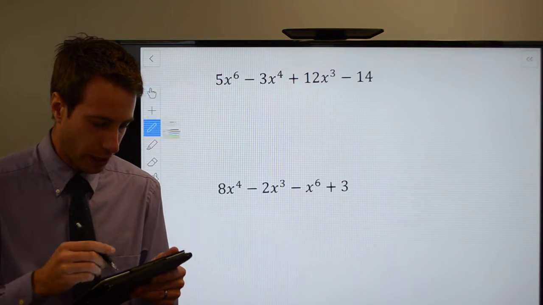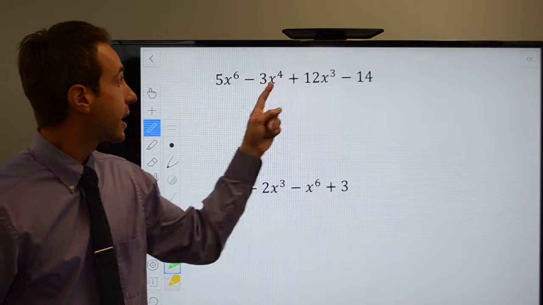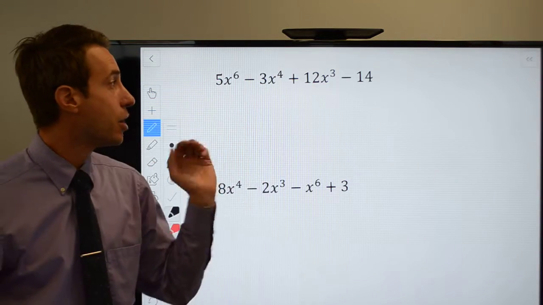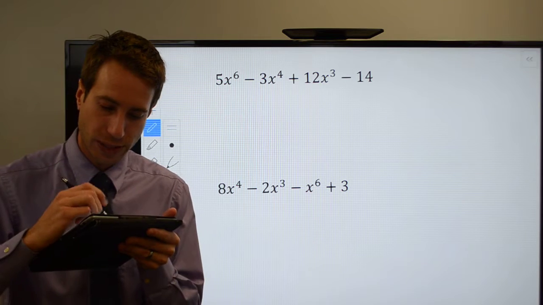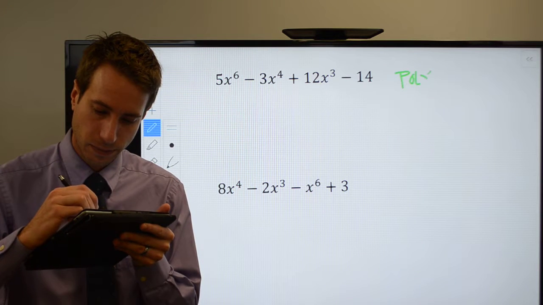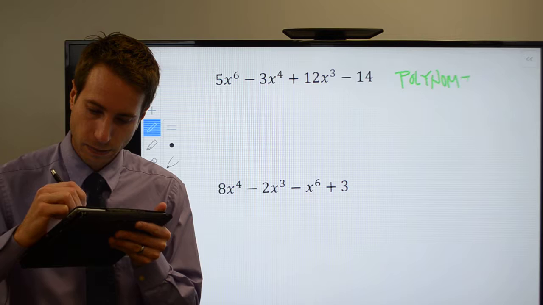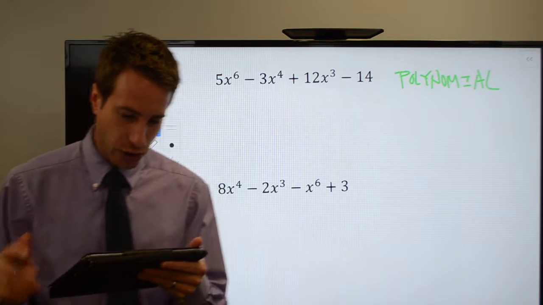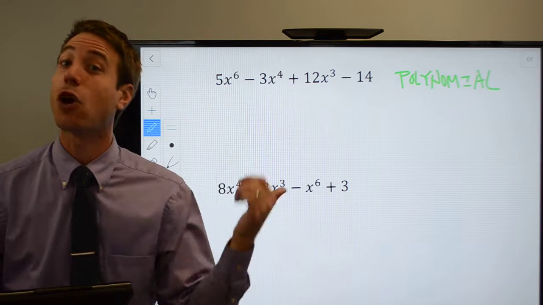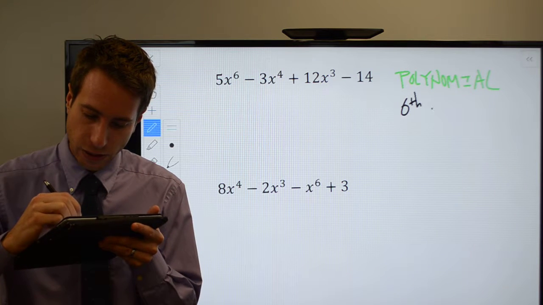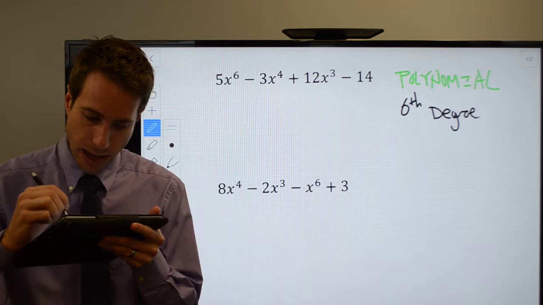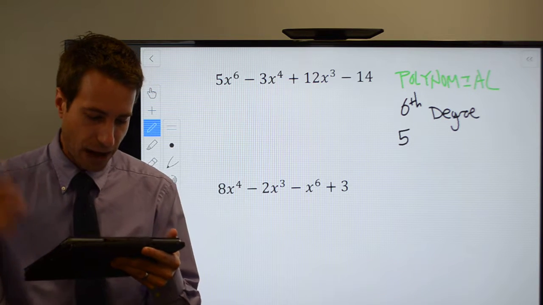I think I got two more here. We'll run through these real quick. X, x, x, all my variables are the same. No radicals, no negative exponents, and I don't have division by a variable. So this is a polynomial. For my degree, I need to make sure I'm in descending order. It's already in descending order of power, so I know that I am 6th degree, and my leading coefficient is a 5.